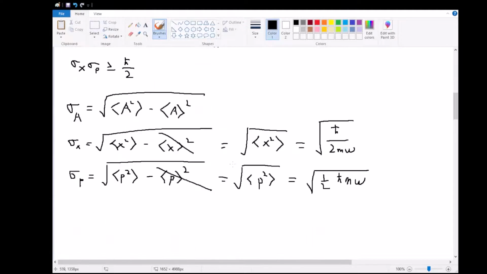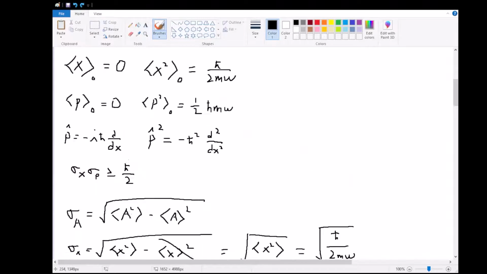So if we then multiply these two together, then the standard deviation, or uncertainty in x times uncertainty in p, is going to be equal to the square root of h bar over 2m omega times 1/2 h bar m omega. Immediately, we see that the m omega terms cancel. We also have h bar, so then we have h bar squared over 2 squared. So this is just going to be equal to h bar over 2. And that is exactly equal to the minimum amount required. So we see that the ground state wave function has the smallest product of uncertainties.